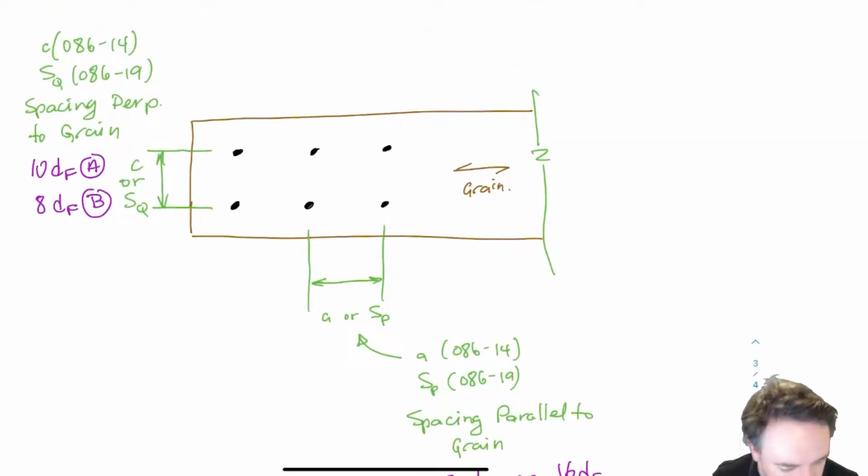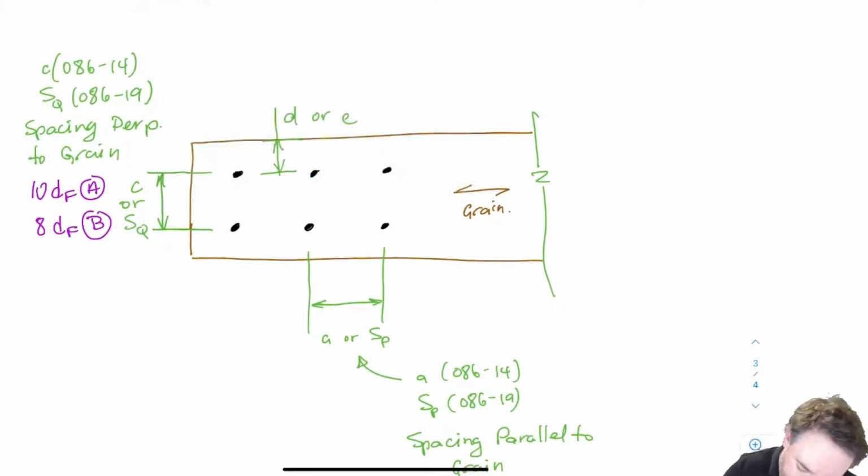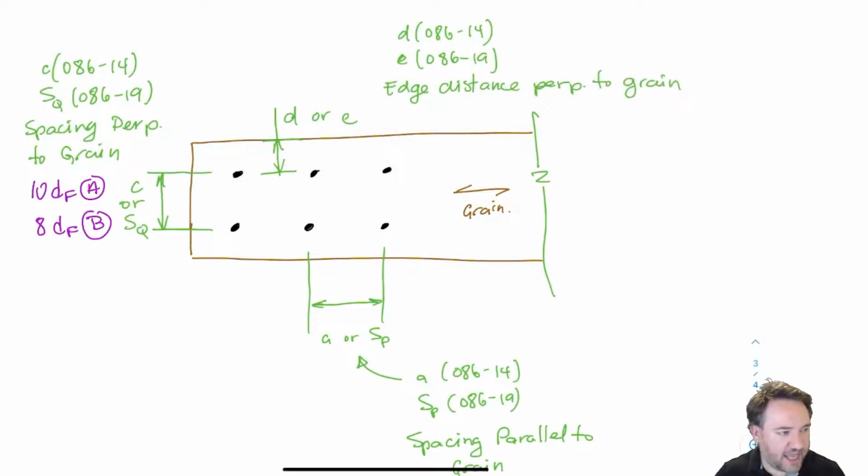Okay, so there are two more that we have. One is edge distance, and that is the edge distance perpendicular to grain. Now you remember that edge has a specific meaning. We talked about this in a previous video. The edge is basically, if I had a 2x4, the uncut part, the part that is not cut across the end grain. Obviously these are all cut, but it's the smooth part here. It's the edge of the piece of wood, the side of the piece of wood. This is an edge. This is an edge. This is an edge.